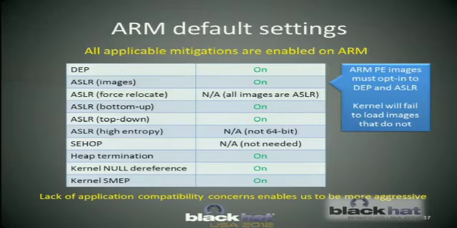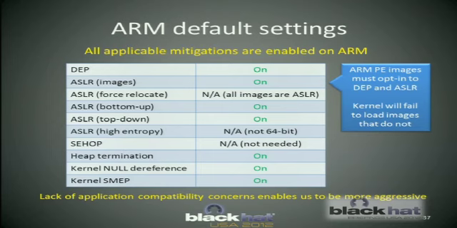So the first thing that we wanted to touch on is ARM. The important thing to keep in mind here with ARM is that we have an opportunity, since we don't have to deal with legacy compatibility issues, to be really aggressive in terms of the mitigations that we enable for ARM. And we've tried to take advantage of that to the maximum degree possible. As you can see here, DEP, ASLR, heap termination, null dereference protection, PXN, all of these things are on ARM, and they can't be disabled.